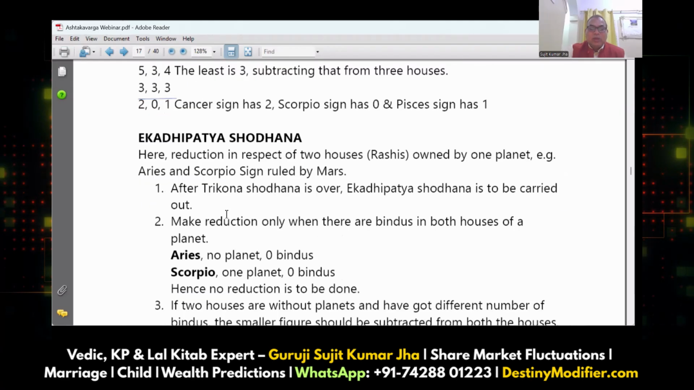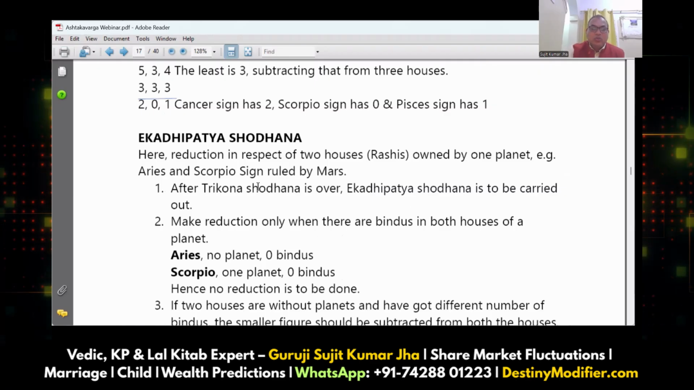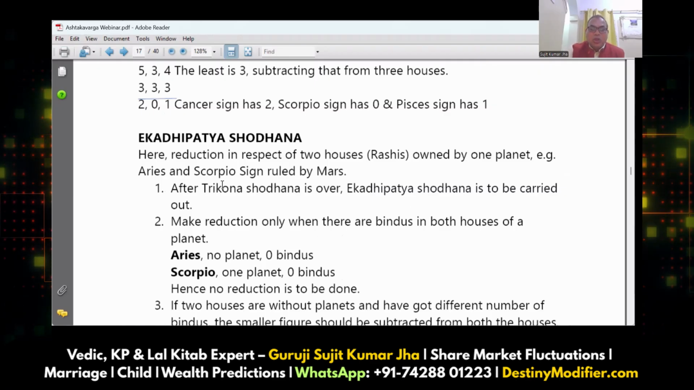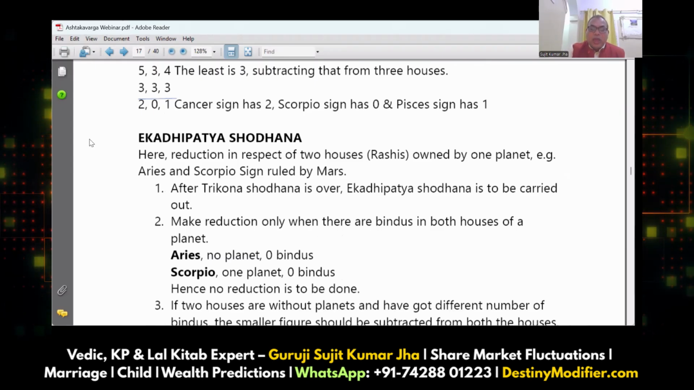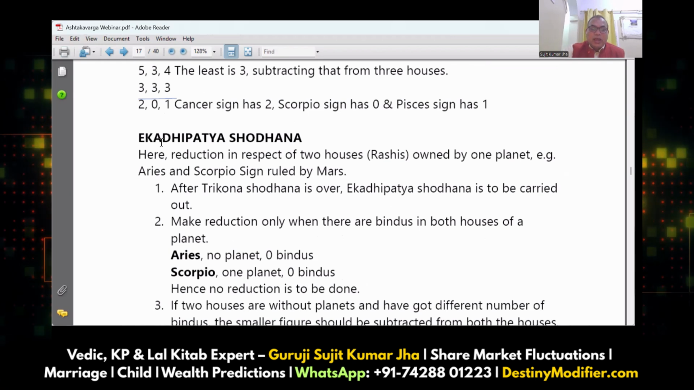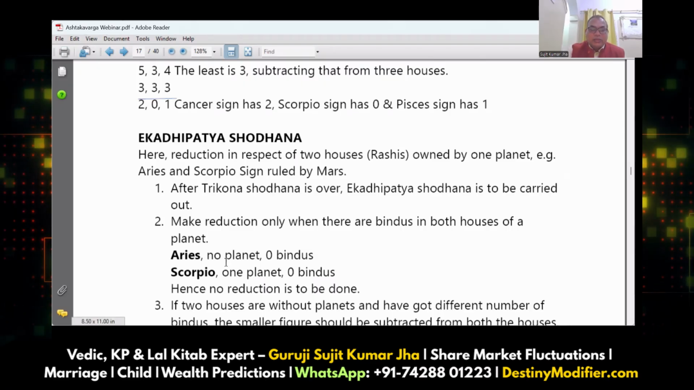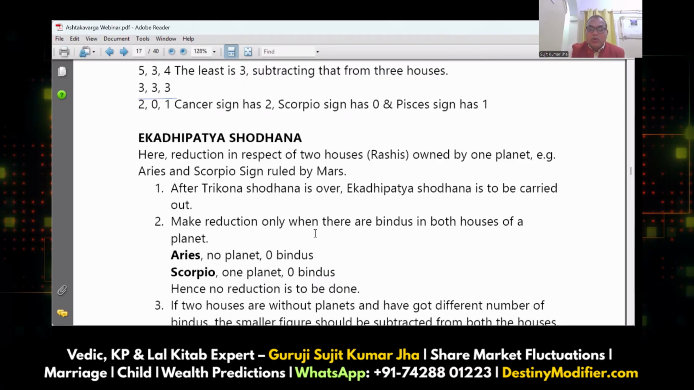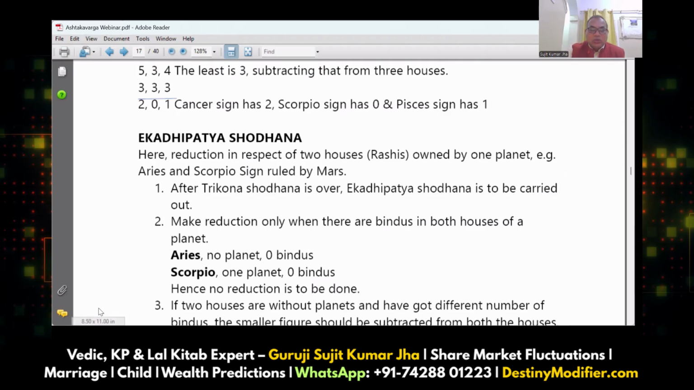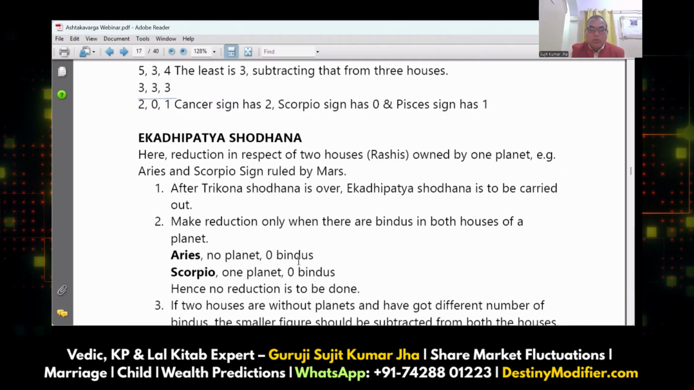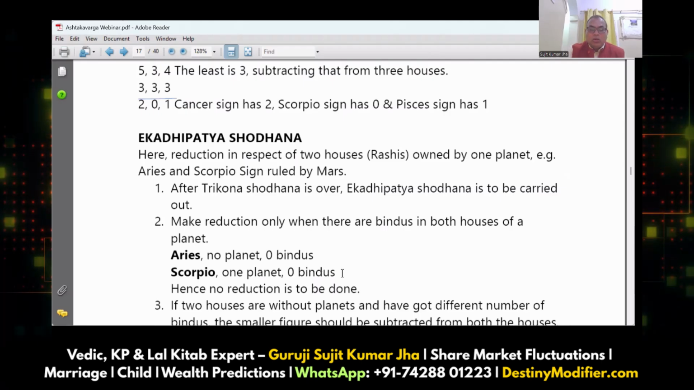What is this? It means except Sun and Moon, every planet has two houses. Mars has two houses, Aries and Scorpio. So we have to do the Ekadhipati Sodhana for both signs. How to do this? See, the rule is to make a reduction only when there are bindu, means points, in both houses. Aries has no planet, zero bindu. Scorpio, one planet, zero bindu. The bindu are not given, so no change.